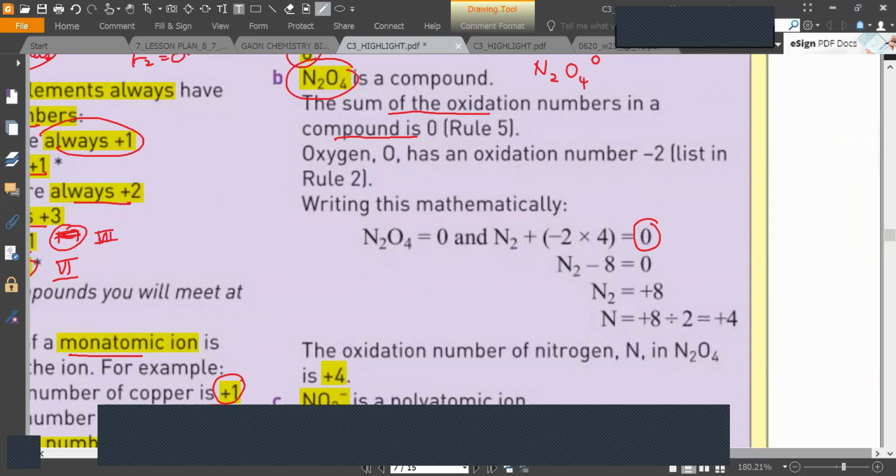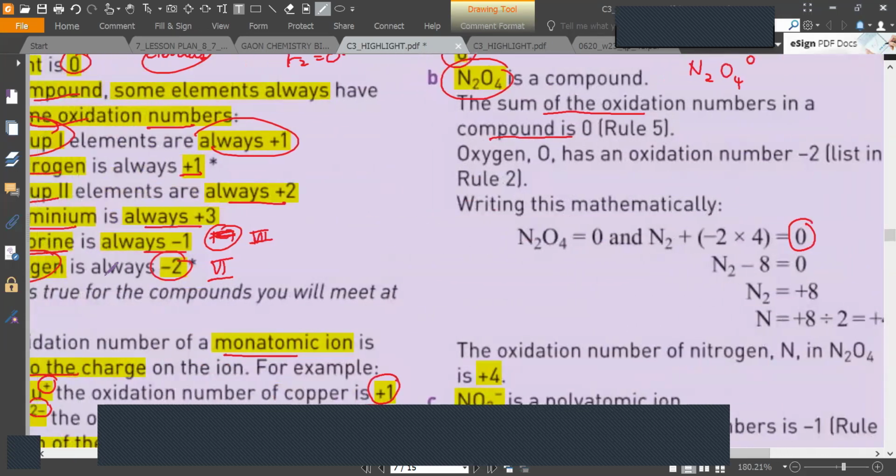So we can see here, oxygen is always negative 2. So we have 4 oxygen, 4 times negative 2. And then nitrogen, we have 2 of them. So which means we have 2 times nitrogen plus 4 times oxygen is equal to 0, because the overall charge of a compound is always 0.